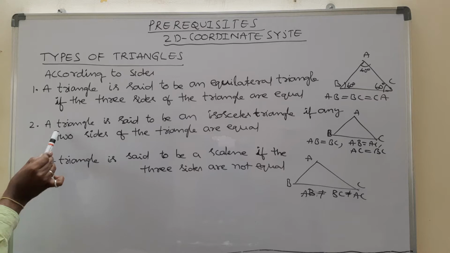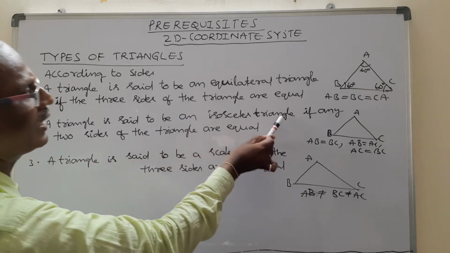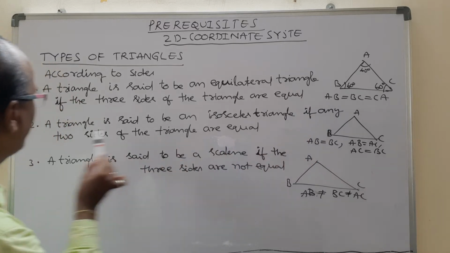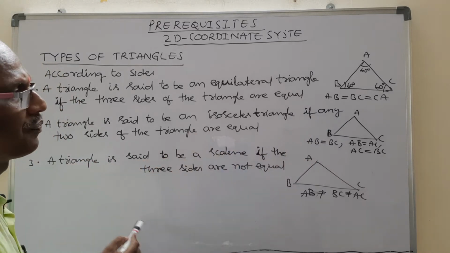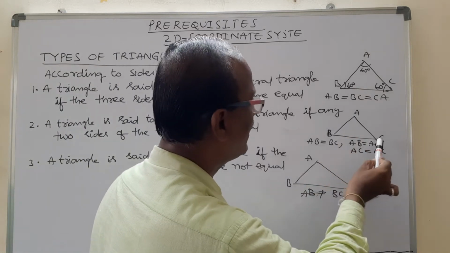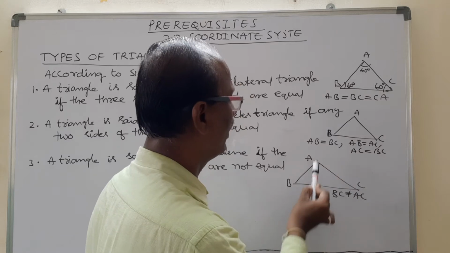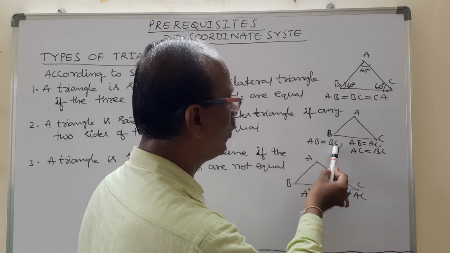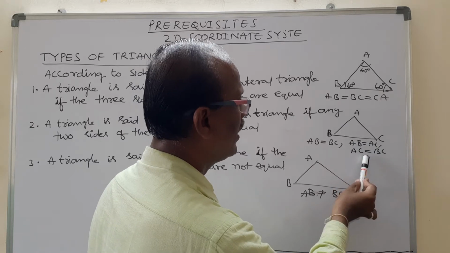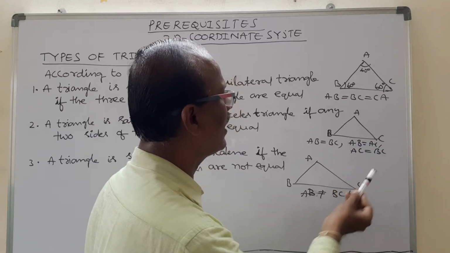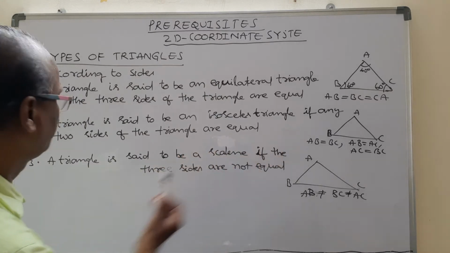Second, a triangle is said to be an isosceles triangle if any two sides of the triangle are equal. In a triangle ABC, any two sides are equal. For example, AB equal to BC, or AB equal to AC, or AC equal to BC. If any two sides are equal, then the triangle is isosceles.